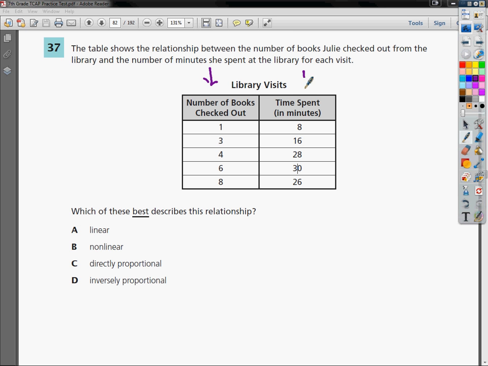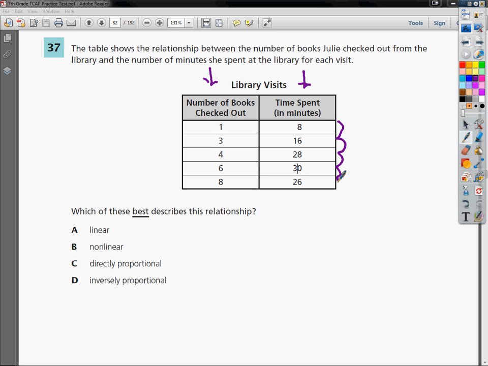So obviously, as you can see, the more she checks out, the more time she spends at the library, except not always. I mean, it sort of goes up a little bit, goes up, and then it actually goes down here, even though she checked out 8 books that time. Maybe she bought a series and they were all together. Who knows? Which of these best describes this relationship?